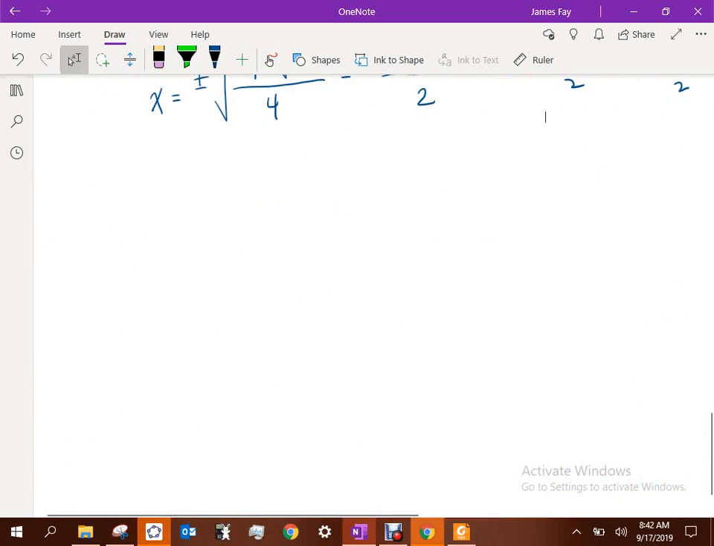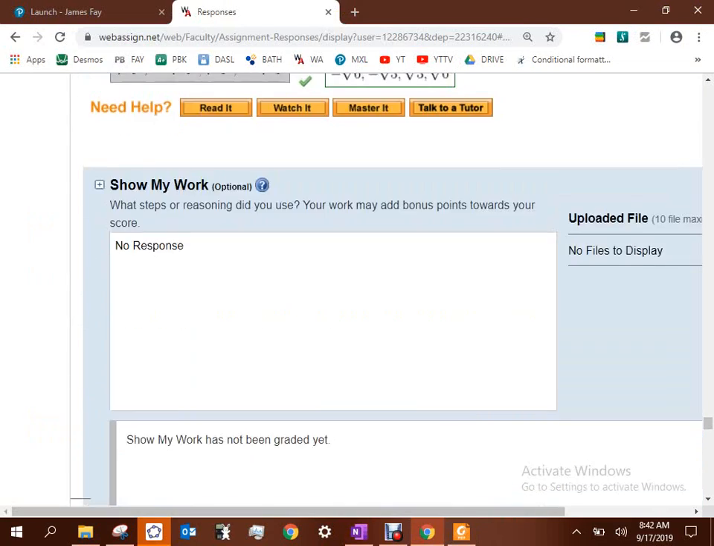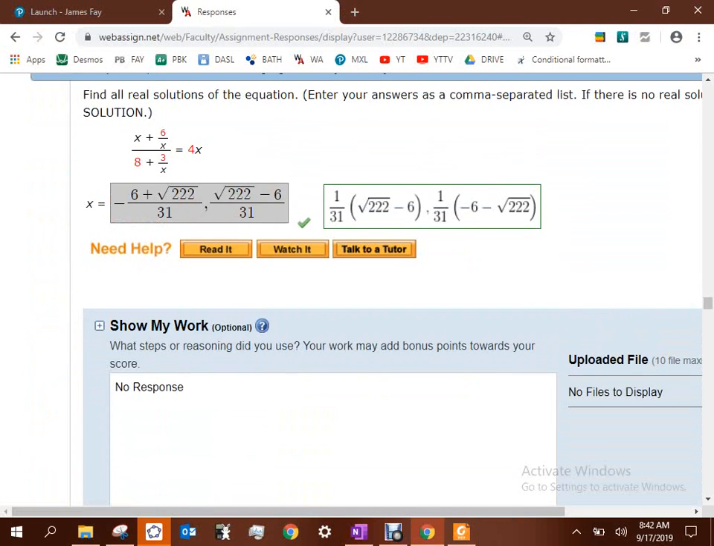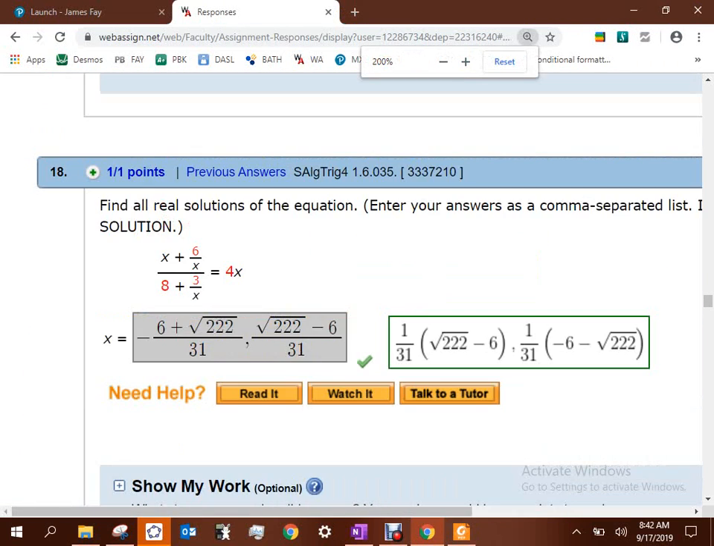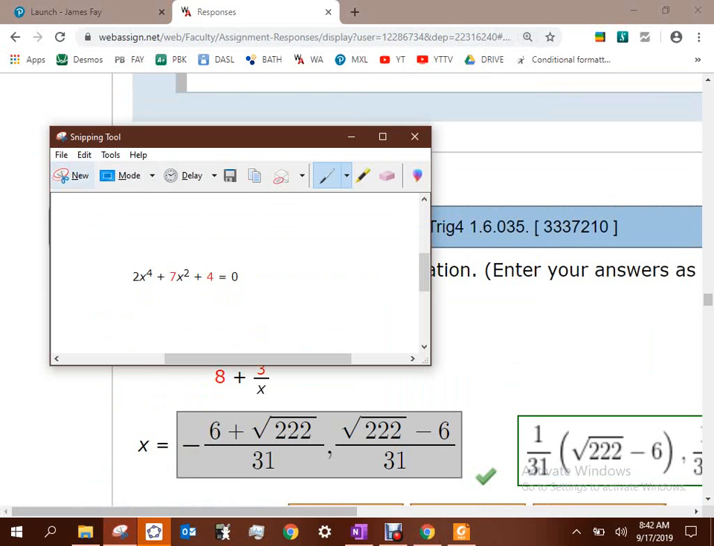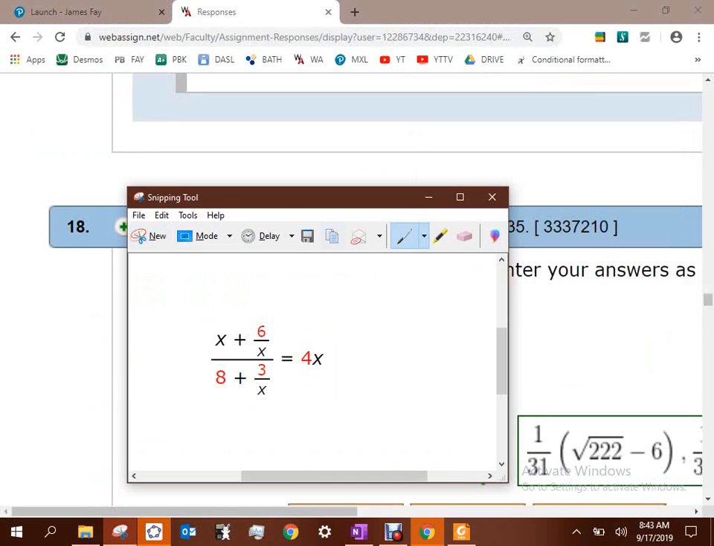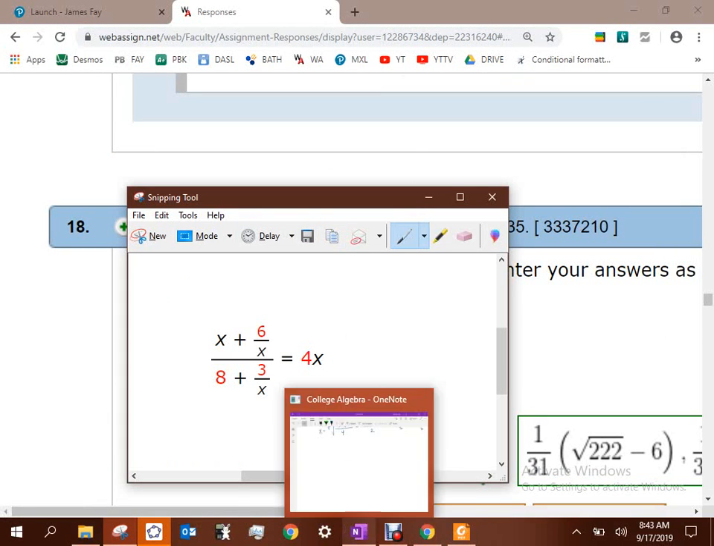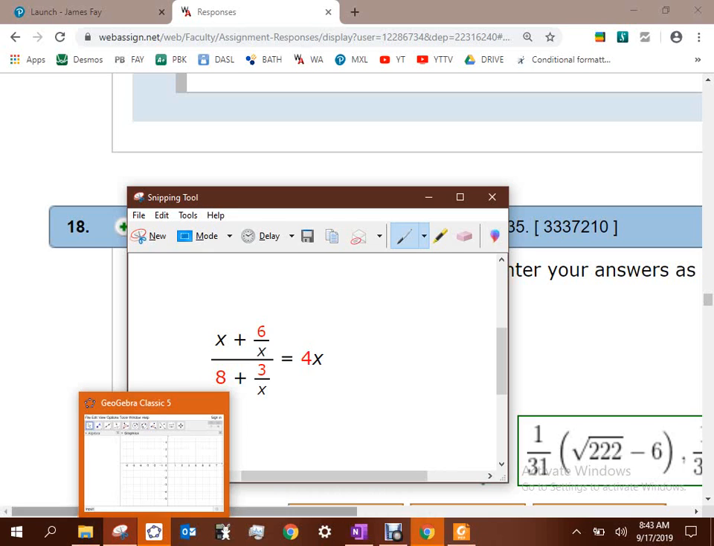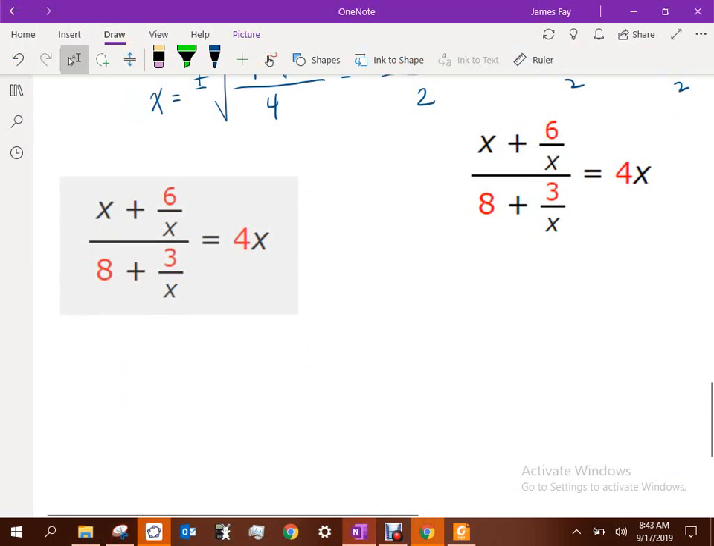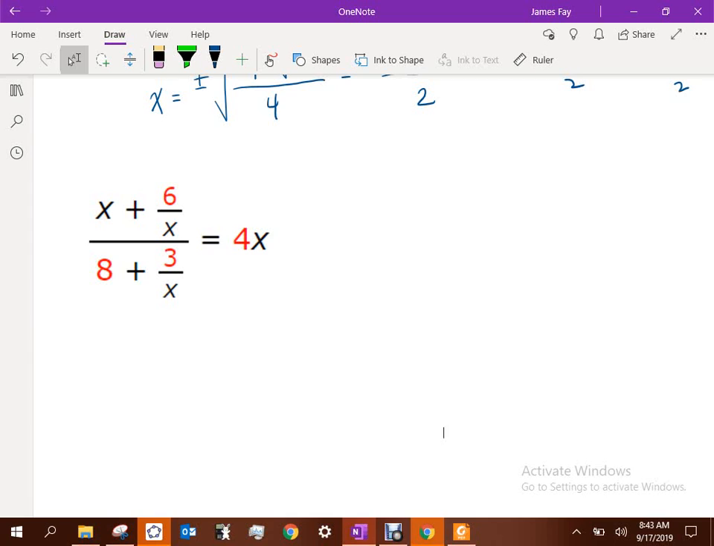Is anybody having trouble with? I think it's like 18. Yeah? Like this thing? Kind of ugly. Several different ways you can do this. So this is the last one from the homework today that I'm talking about.